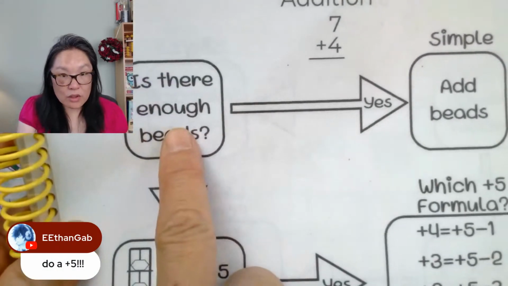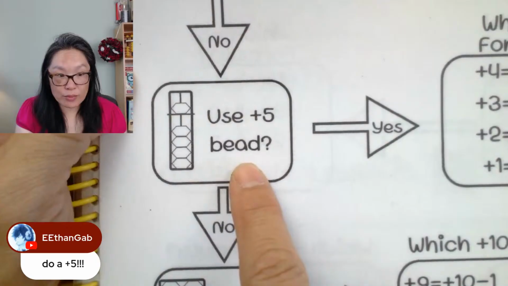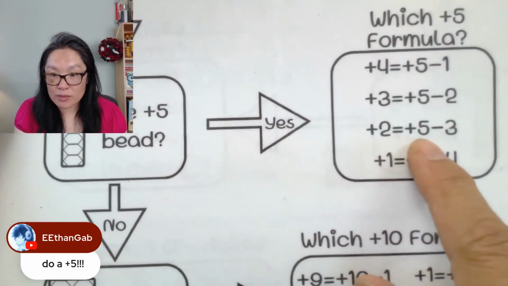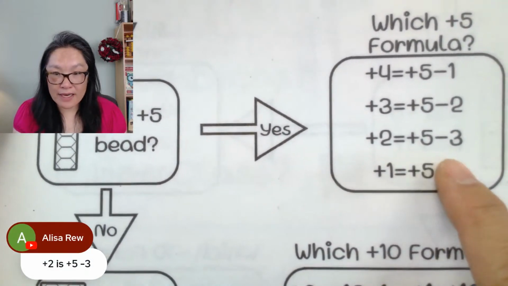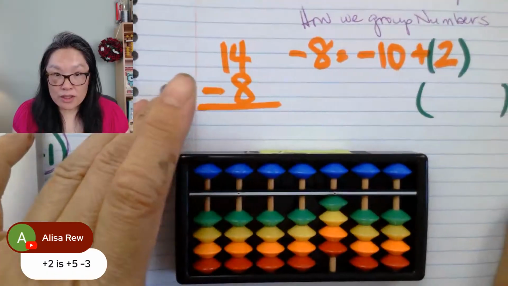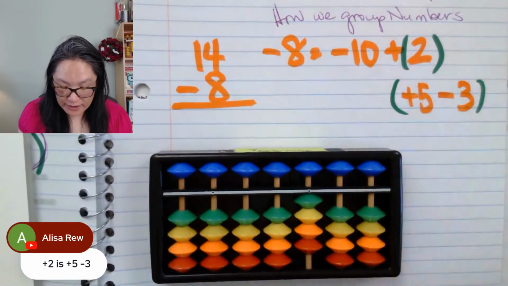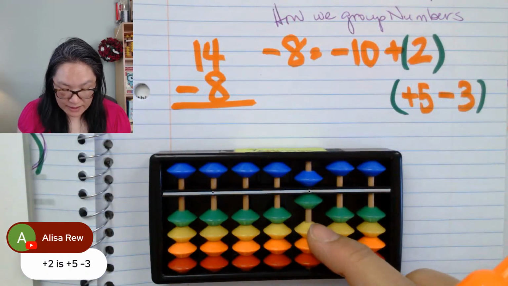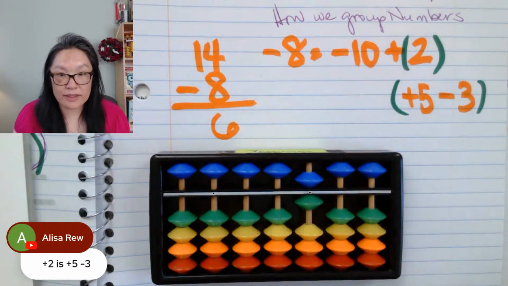So how do I know, right? Is there enough beads to add the 2? Yes or no? No. So then I have to do the plus 5, just as Ethan mentioned. So when I plus the 2, I know it's plus the 5. Thank you, Alyssa, right? Plus the 5 minus the 3. So I'm going to plus the 5 minus the 3. So my final answer is 6, just as Ethan mentioned.